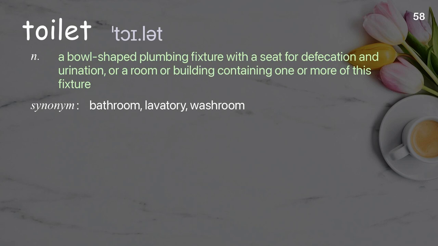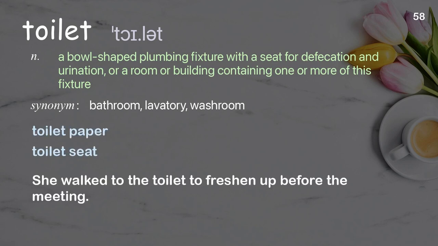Toilet: a bowl-shaped plumbing fixture with a seat for defecation and urination, or a room or building containing one or more of this fixture. Examples: toilet paper, toilet seat. She walked to the toilet to freshen up before the meeting.